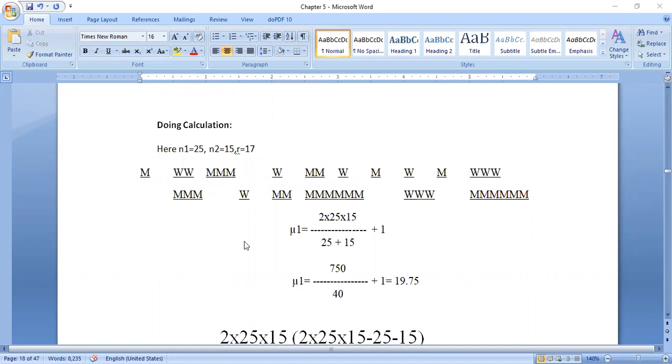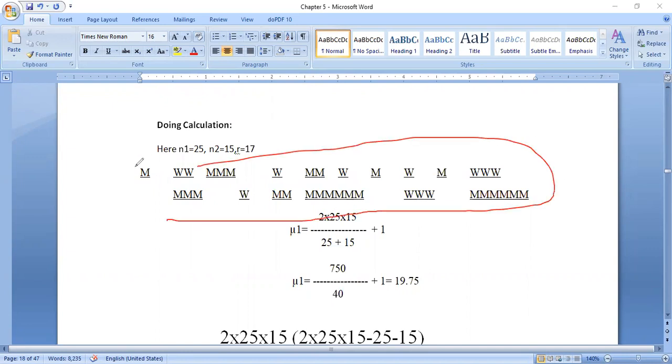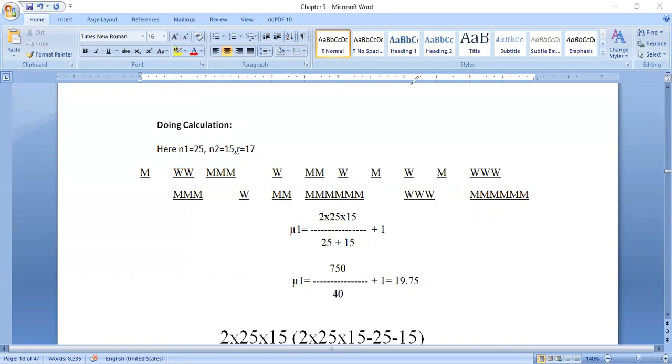R stands for runs. There are 17 runs, and this information is given in the question paper; we just copied it from there. Men, women, women, women, men, men. All the things are written and underlined here. Those underlines are called the number of runs. How many runs are there?